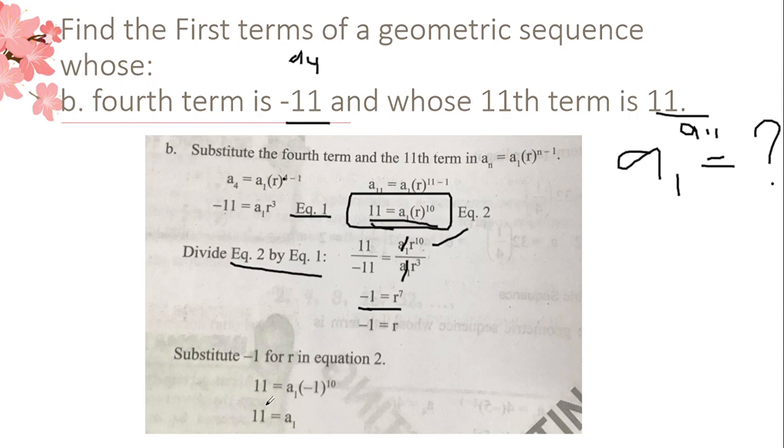So, we have here 11 is equal to a sub 1 times si r nato is negative 1 naman, and then to the power of 10. So, we have negative 1 to the power of 10. The answer is positive 1, because negative 1 multiplied by negative 1 gives positive 1. So, a sub 1 times positive 1, the answer is a sub 1. That is why our answer is 11. So, our first term is 11. This is now our answer.